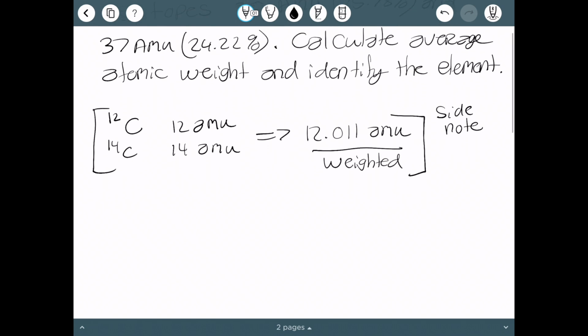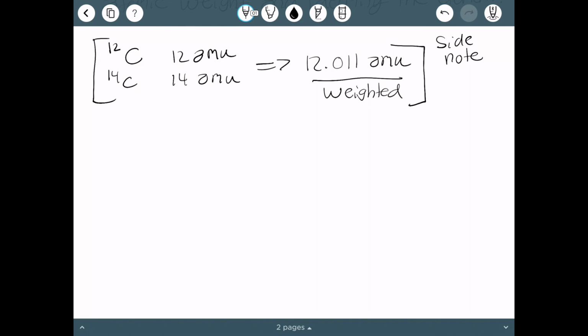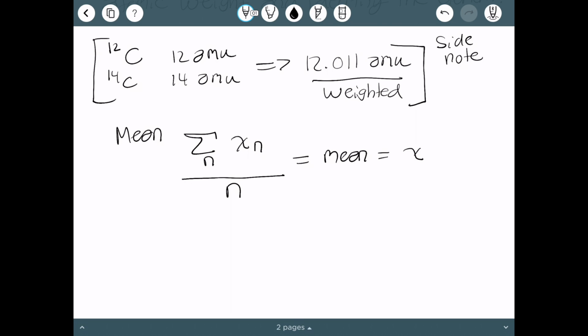So first I want to talk about the ways to calculate an average. The way most people think about calculating an average is the mean. The mean says you take the sum of the values, x to the n, and then you divide by n, which is the number of values you added up. This is equal to your mean, otherwise known as x with a bar over it.